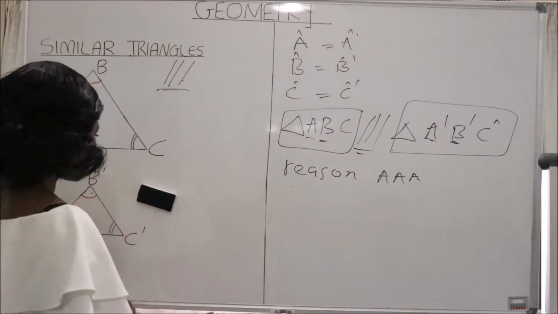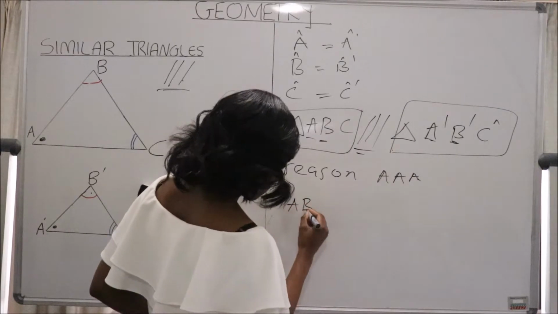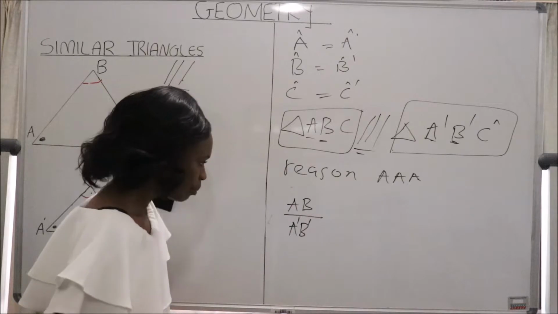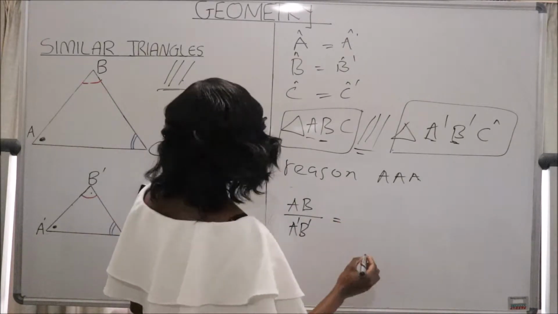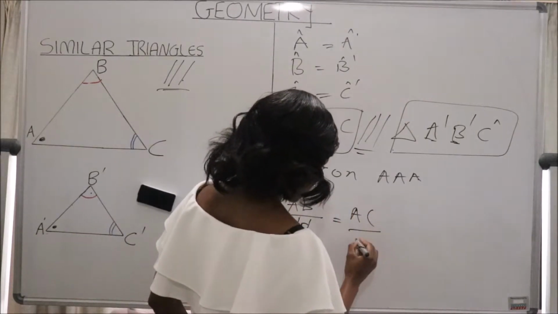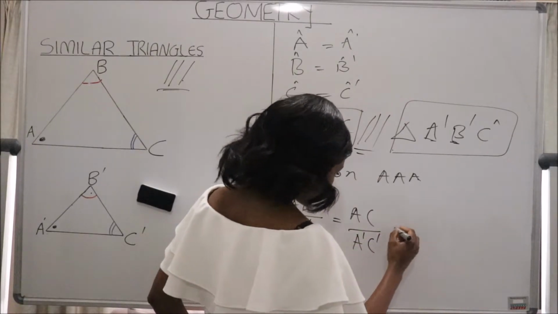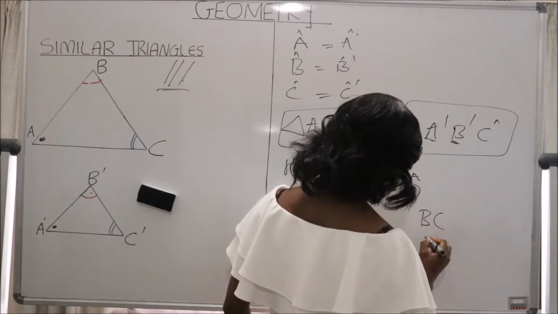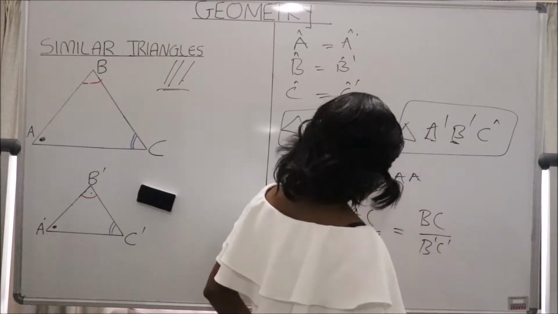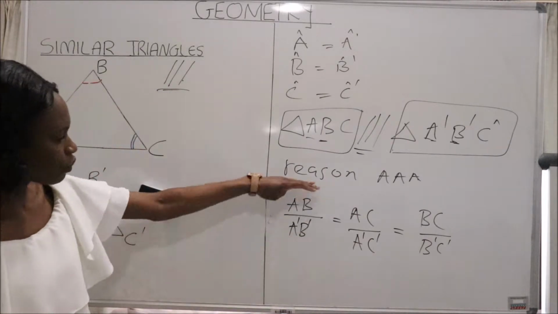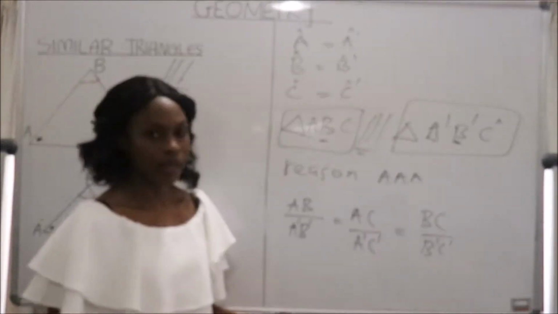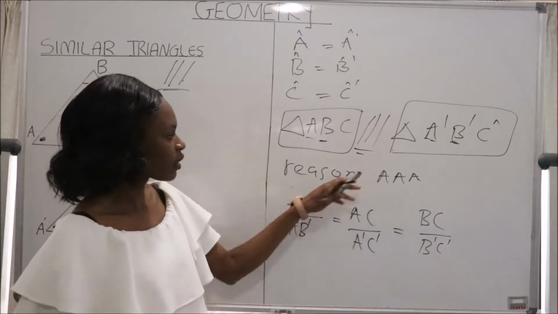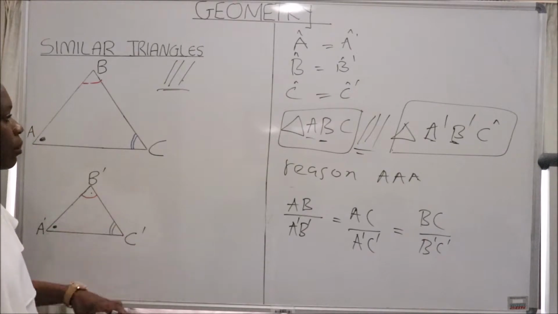So AB is in proportion to the side A'B', which is also equal to the side AC in proportion to the side AC'. And also the same with BC, it's in proportion with BC'. So this is just more proof that the two triangles are similar to each other. After having this, it's just full marks for similarity.